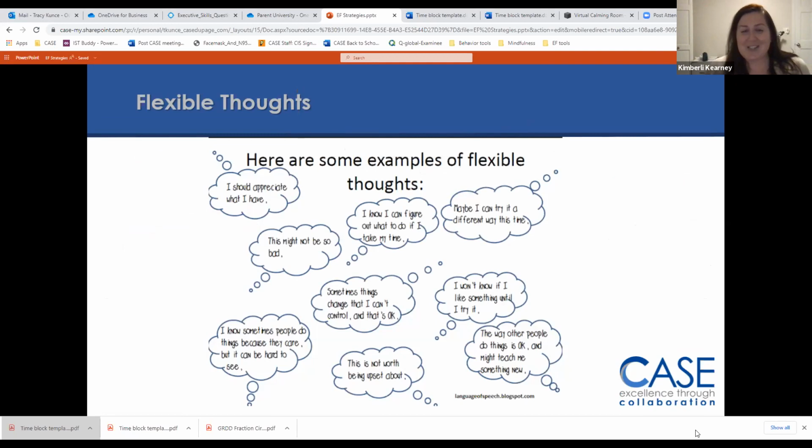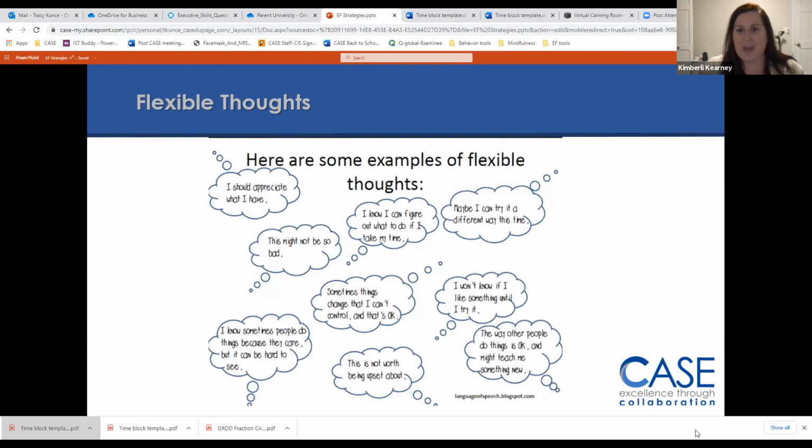So the first is to work on flexible thoughts. And so flexible thoughts are really trying to understand opinions and thoughts of others, trying to break away from our own thoughts and really seeing that other people can have ideas and thoughts and situations can change and it can be okay. So for example, some flexible thoughts that we might see is it's not worth being upset about.